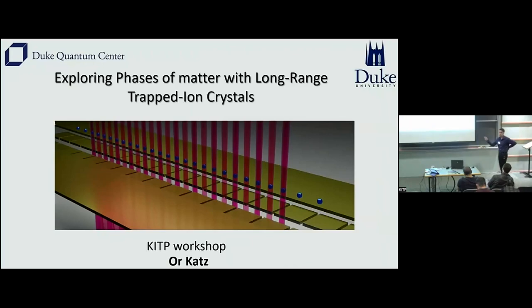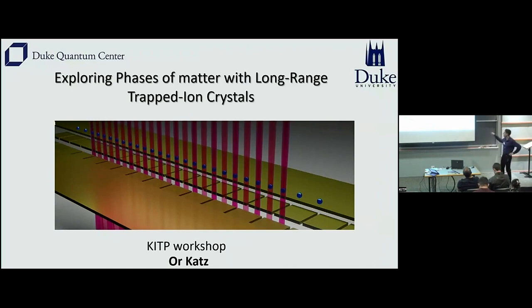So today I'm going to tell you a little bit about our recent efforts to explore phases of matter in trapped ion crystals in Chris Monroe's trapped ion group. Here you can see an illustration of one of our systems where we have a 27 ion chain. Each of these blue spheres is an individual atom that we can trap and isolate completely from the environment. You can see here the electrodes that we use to trap those ions.